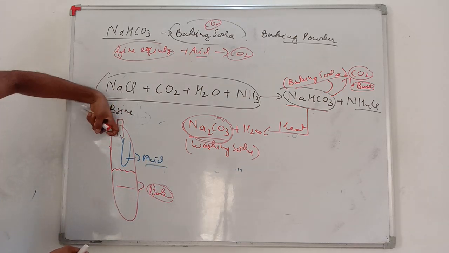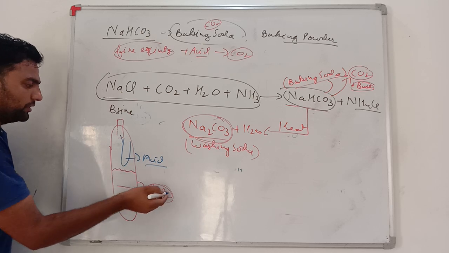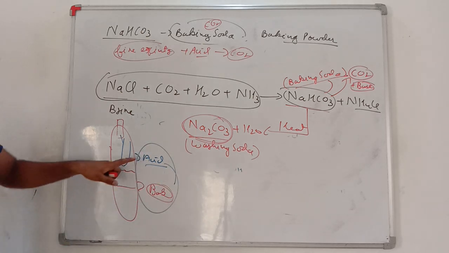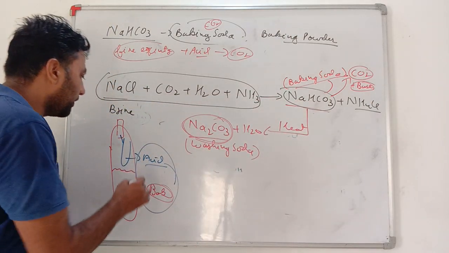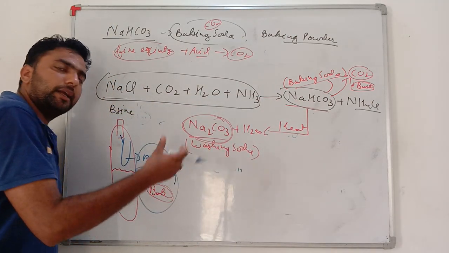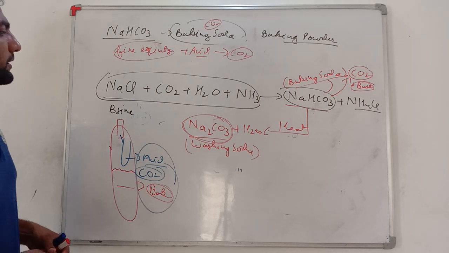What happens when we pull this up? This acid falls down and combines with the baking soda. Acid plus NaHCO3 baking soda gives a lot of carbon dioxide, and that carbon dioxide is used for extinguishing the fire.